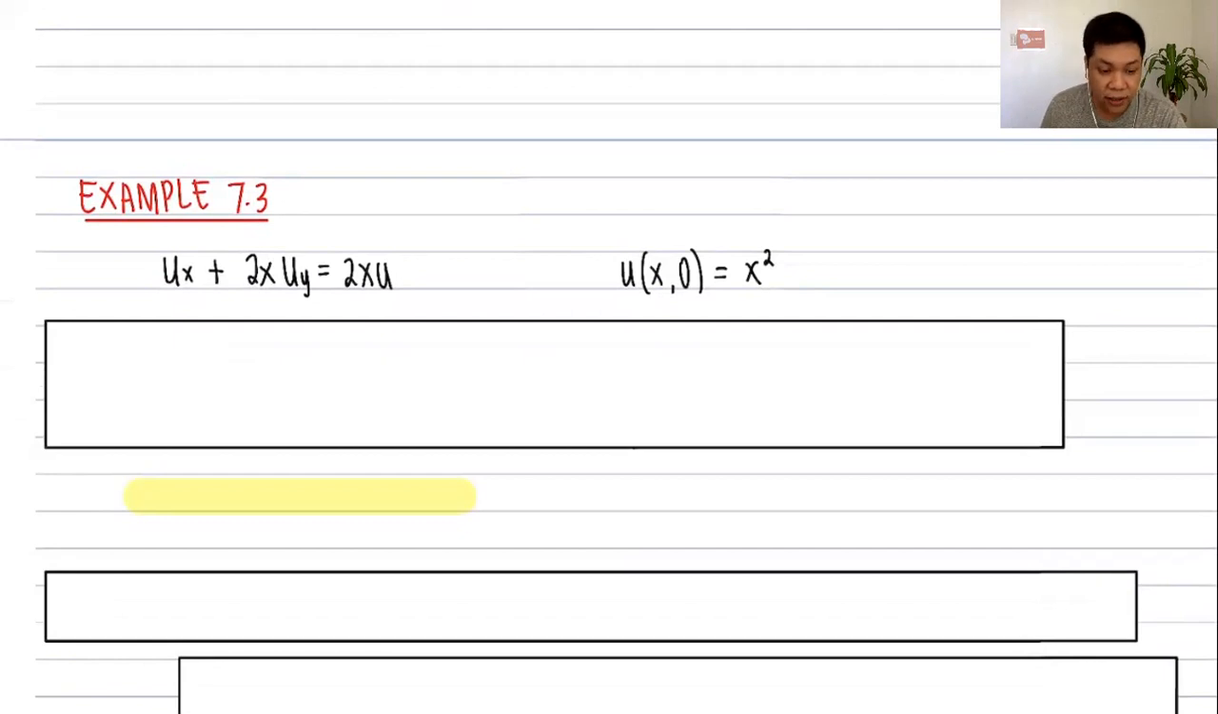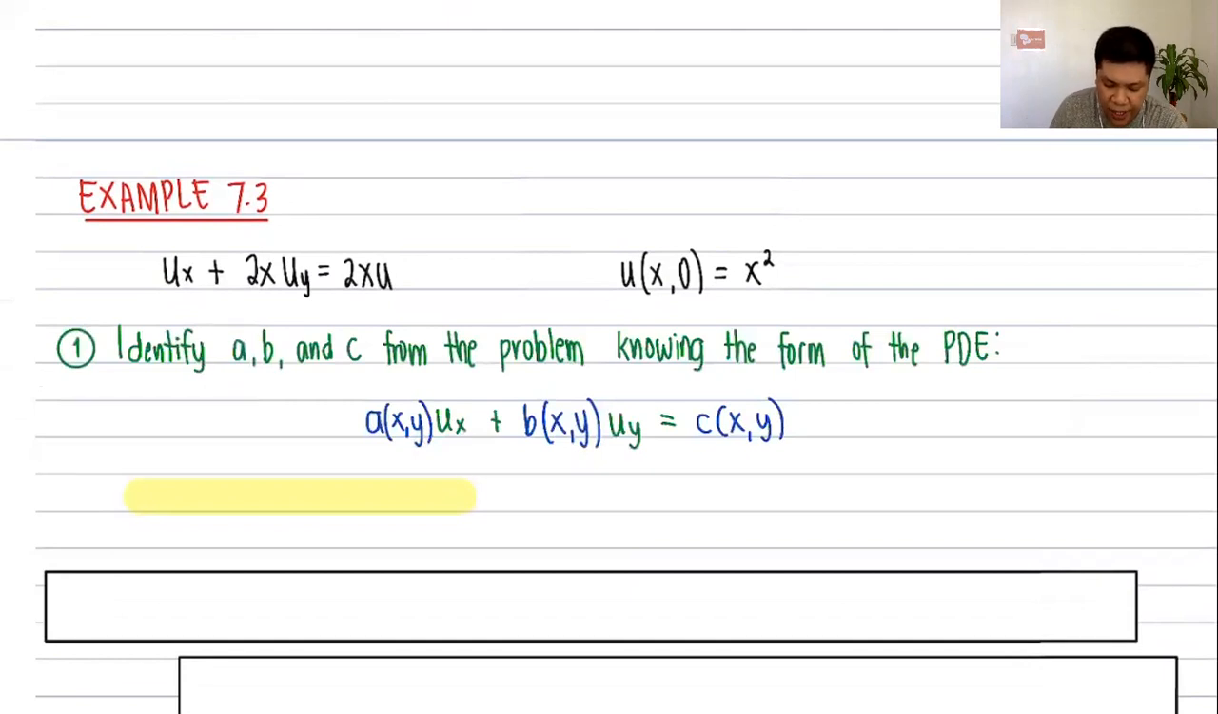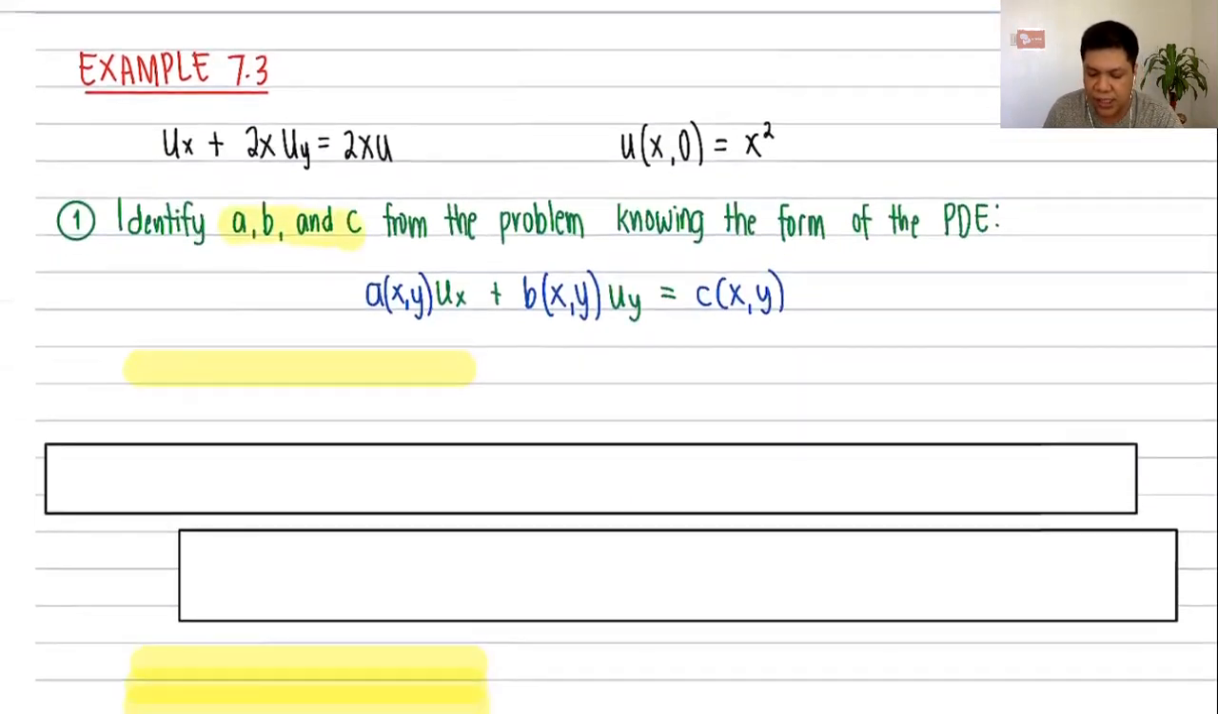Again, our first step is to identify A, B, and C, given that this is the form of our first order partial differential equation. Let me remind everyone that the method of characteristics is used to solve first order PDEs. So I can say now from the given problem that A is just the coefficient of ux, that's 1. B is the coefficient of uy, so that's 2x. And C is the right-hand side of the equation, which is 2xu.